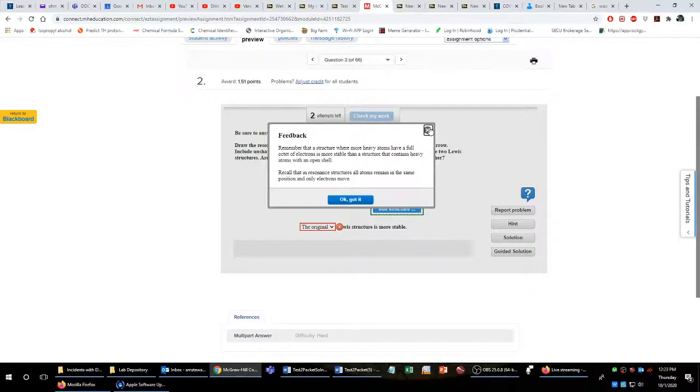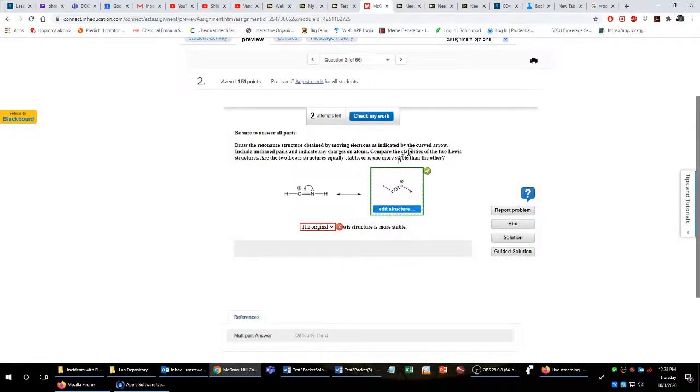Remember that the structure where heavy atoms have a full octet of electrons, but it does have a more full octet. What?